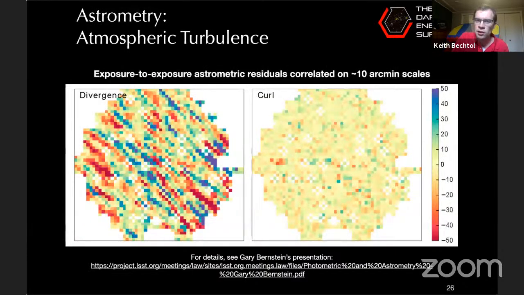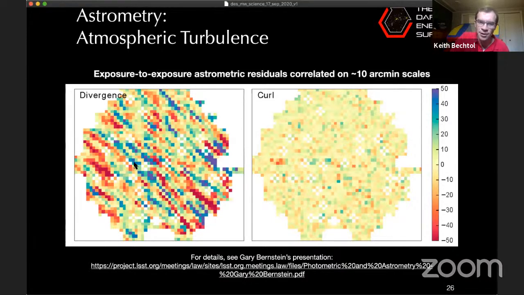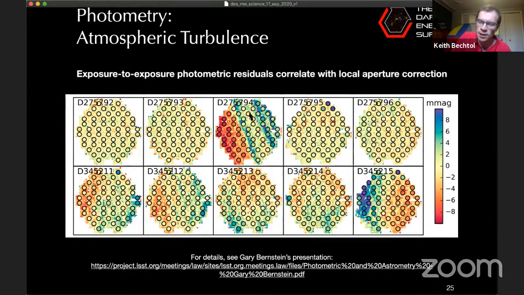And this is actually linked: these same patterns of atmospheric turbulence and variation cause astrometric residuals. And you can see a similar pattern when we look at the divergence of these astrometric residuals. You can see the same sort of streaky pattern like we see for the photometric residuals.